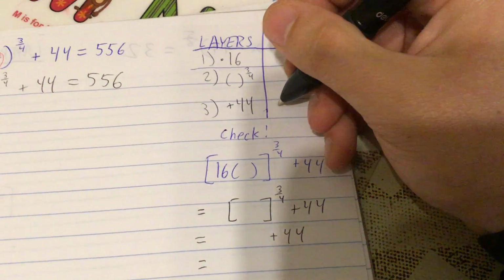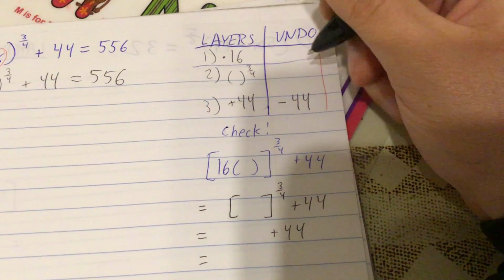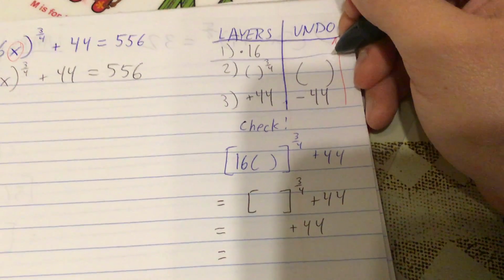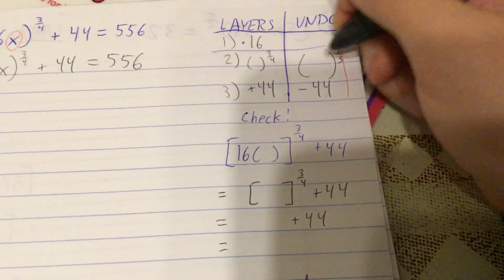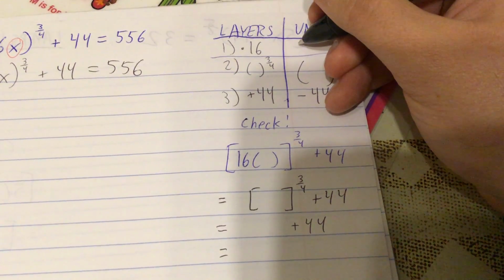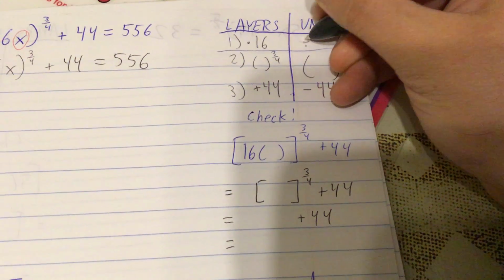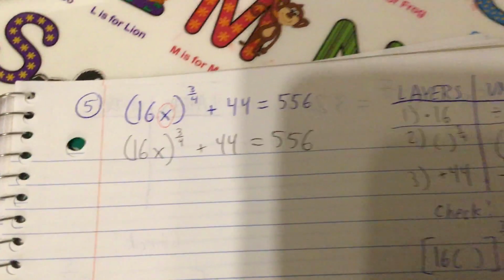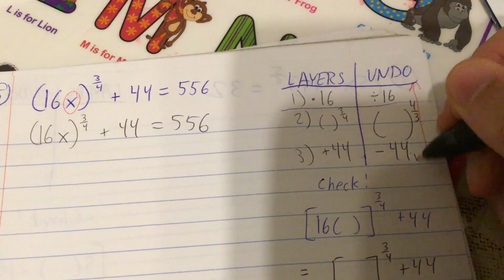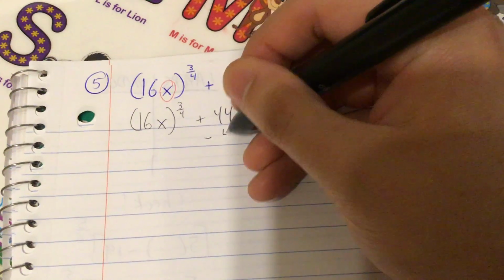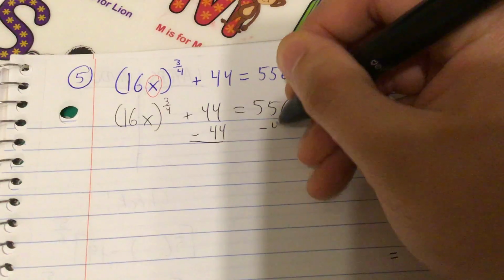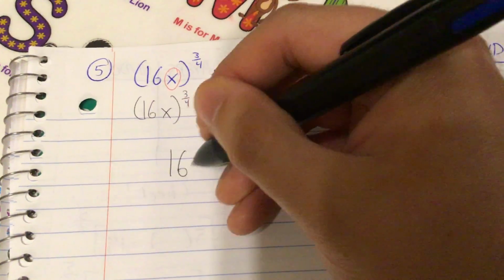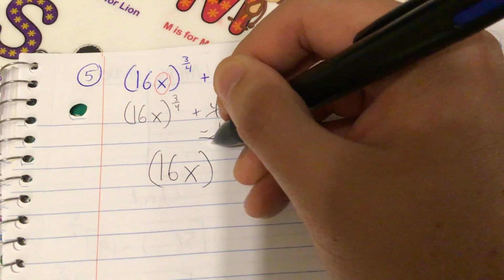So to undo plus 44, we need to minus 44 on both sides. To undo the 3/4 power, we need to take it to the 4/3 power. And finally, to undo times 16, we need to divide both sides by 16. So first things first, I'm going to stick to my plan. Minus 44 on both sides of the equation. That cancels out, leaving me with 16x quantity to the 3/4 power.